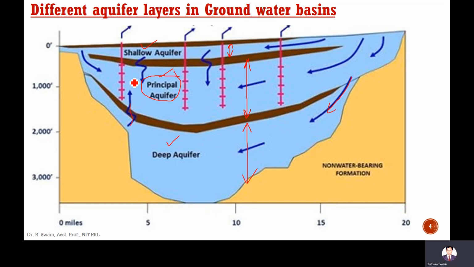Okay, and usually the shallow aquifer is, you can say, an unconfined layer, because from the groundwater surface there is an impermeable layer at the bottom of the shallow aquifer. So this is called an unconfined aquifer. And the principal aquifer and deep aquifer are both called confined aquifers, because they are confined by an impermeable soil layer, an impermeable rock layer. Okay, so this is about the aquifer layers in a groundwater basin.